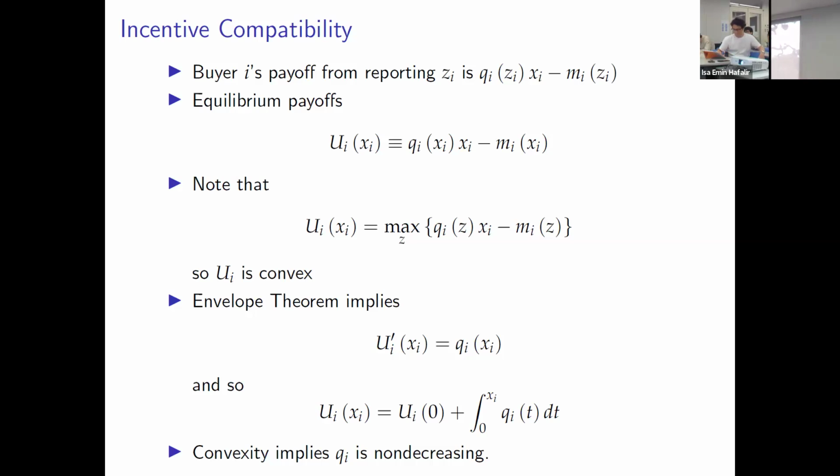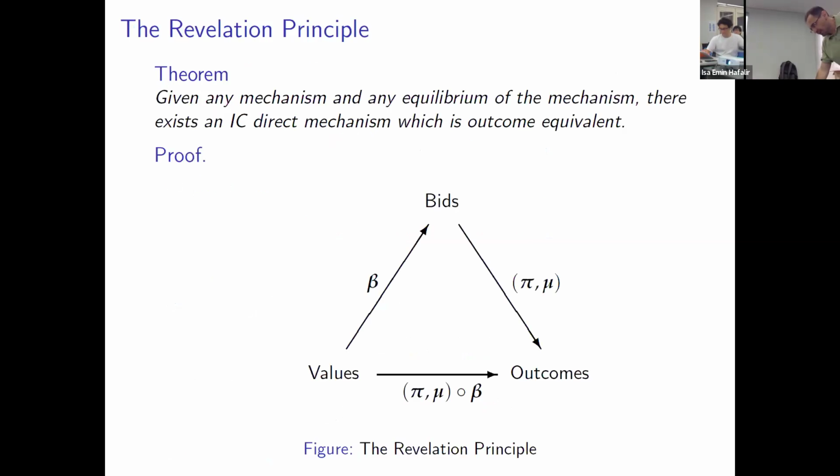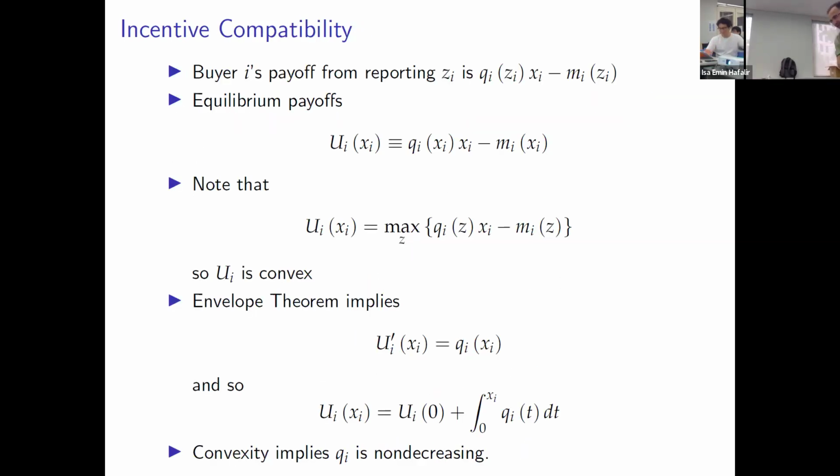Okay, so let's do this. Now we are focusing on direct mechanisms, and remember we had this capital Q. The capital Q on the previous pages represented the ex post probabilities of winning and ex post payments. But once we are considering a Bayesian-Nash equilibrium, I care about the interim ones. Let me write this here.